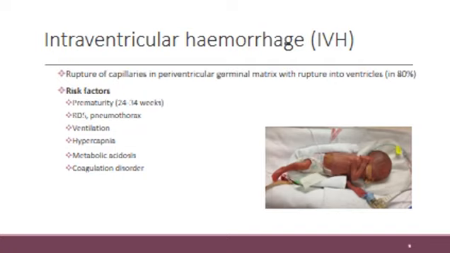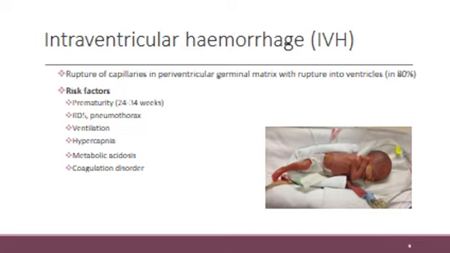Because of the location over the head of the caudate nucleus in the floor of the ventricles, it can then easily rupture into the ventricles. The risk factors then include prematurity, and the more preterm the baby, the higher the risk. Babies that have respiratory distress syndrome, specifically if it's complicated by pneumothorax, are at increased risk, and ventilation has been independently associated with a higher risk for IVH.